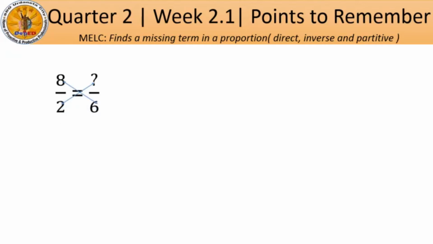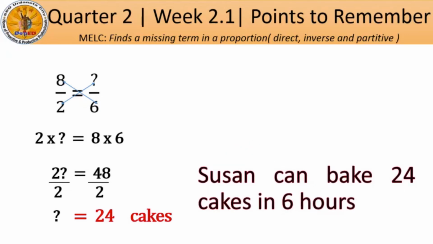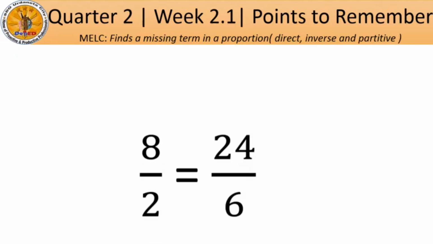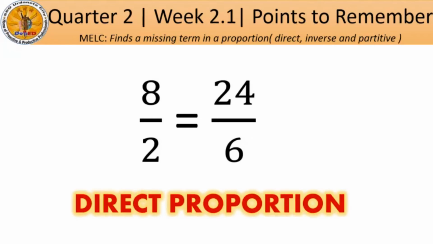So let us find the missing term. First step is to get the cross product. So 2 multiplied to the missing term as 8 multiplied to 6. So we have 2 times the missing term is equal to 48. Then divide both sides by 2. So we get 24. Susan can bake 24 cakes in 6 hours. We have completed our proportion. What can you notice? As the number of hours increases in baking cake, the number of cakes she can make will increase too. And that is direct proportion.